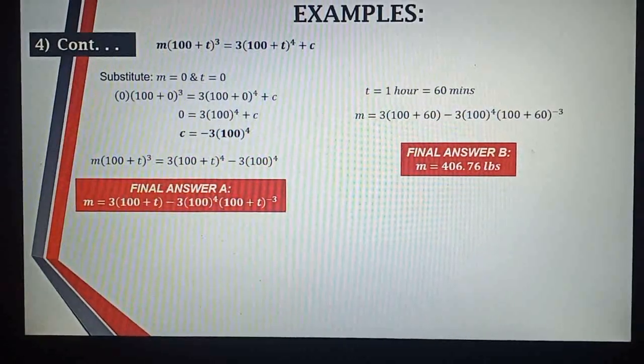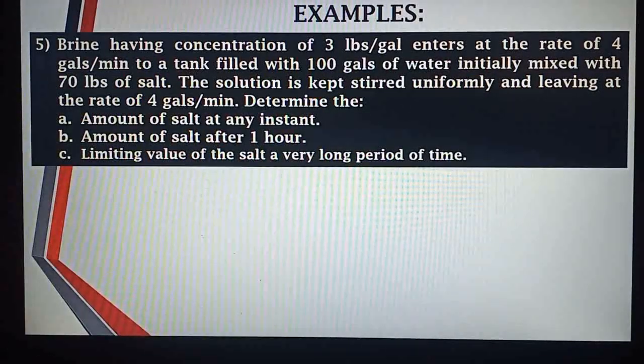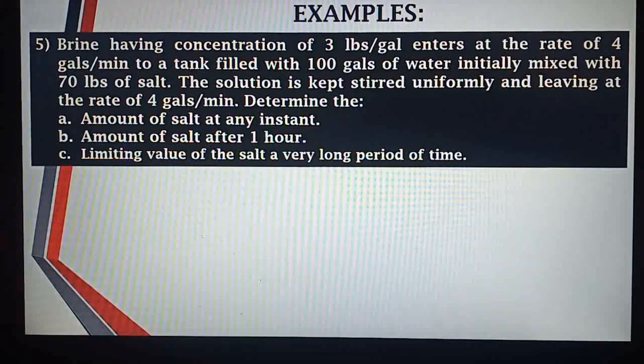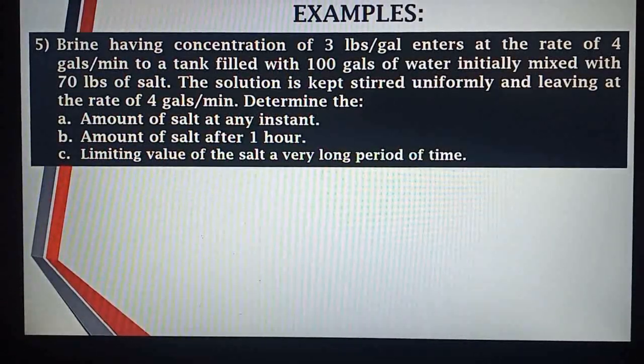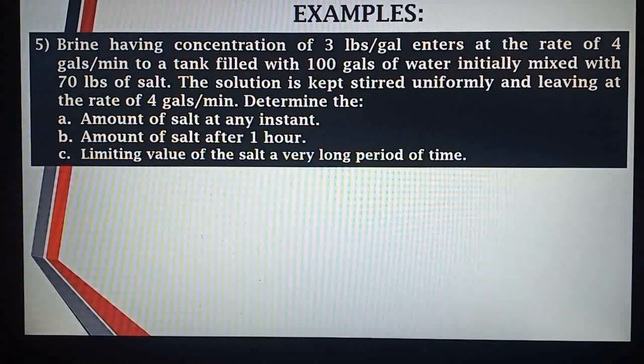Now for the last problem, we have problem number 5. Brine having a concentration of 3 pounds per gallon enters at the rate of 4 gallons per minute to a tank filled with 100 gallons of water initially mixed with 70 pounds of salt. The solution is kept stirred uniformly and leaving at the rate of 4 gallons per minute. Now determine the following. First is the amount of salt at any instant.